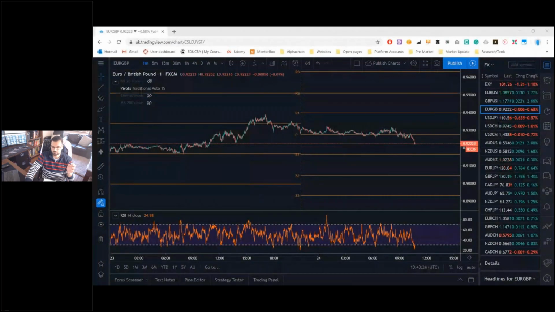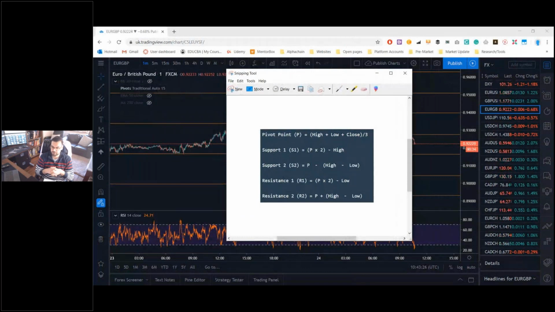Okay. So that is the calculations. As I mentioned, for the pivot points, the high, low, close, divided by 3 gives you the upcoming pivot point level. For the support level, to work out S1, you take P, the pivot level, times 2, then you subtract the high. If you're looking at R1, it's again P times 2, the pivot level times 2, minus the low.